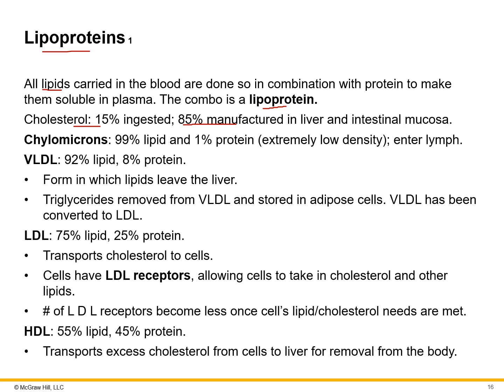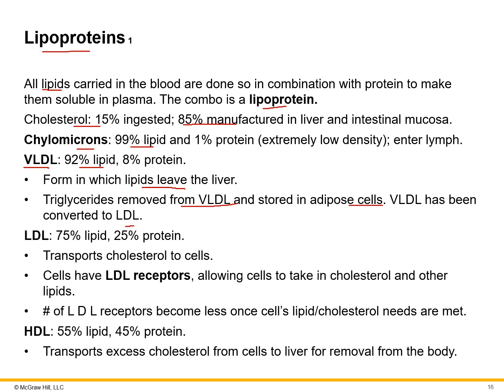So chylomicrons, as we just mentioned, they're mainly lipids. Those get formed by those intestinal cells, and then they're picked up by the lymph system. Then we have VLDLs, very low density lipoproteins. This is about 92% lipids, 8% protein. This forms around lipids that leave the liver, and then those triglycerides are removed from the VLDL and stored in adipose tissue. And then ultimately, some gets converted to LDL.